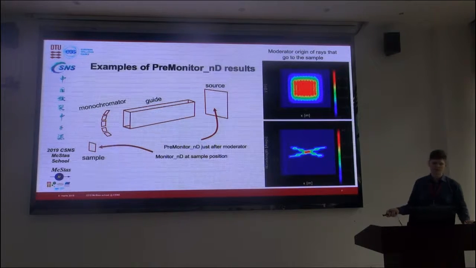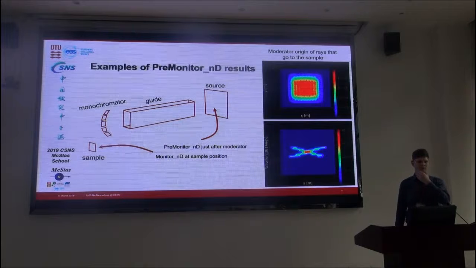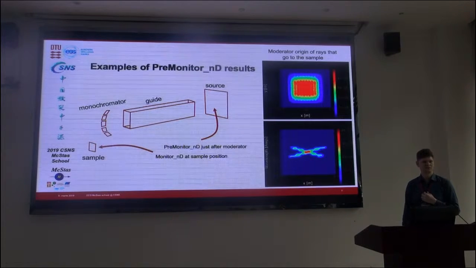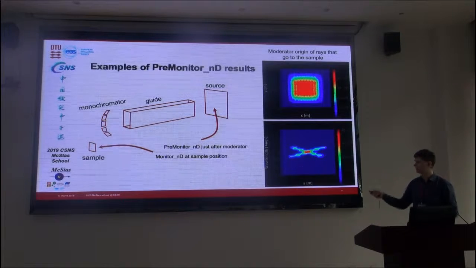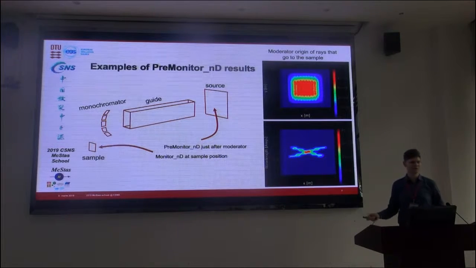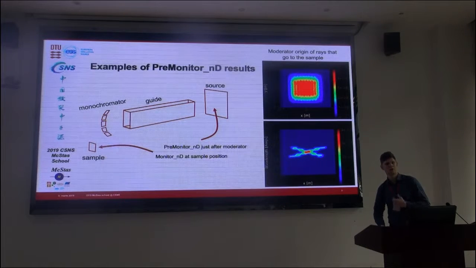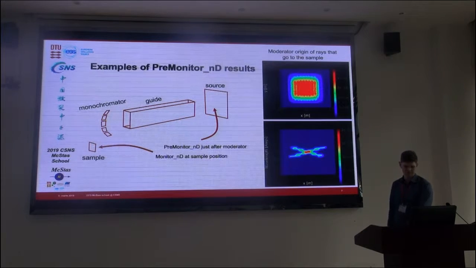This is something that you could have figured out with pen and paper, but you probably would never notice it. But if you just put in these monitors once in a while to check for these kinds of correlations, you will gain new understanding of the instruments you're building.